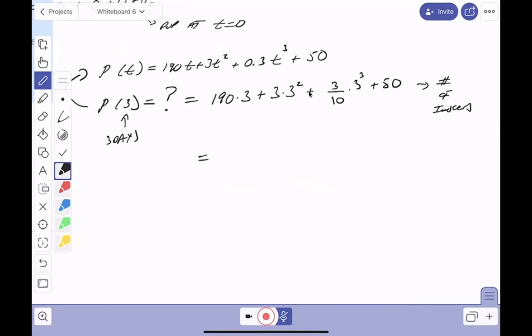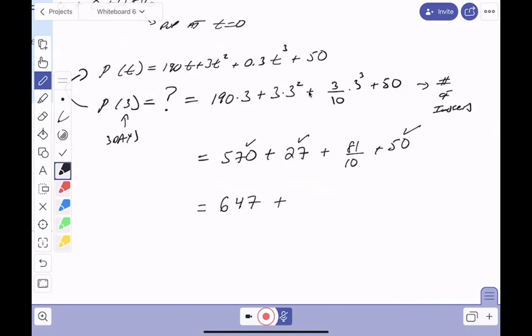Let's write this down. 190 times 3 is going to be 570. Again, 3 times 100 is 300. 3 times 90 is 270. 300 plus 270 is 570. 3 times 9 is 27. Did I write down everything? Yeah, I think so. Plus, well, 3 times 3 cubed is 81/10. Plus 50. I've got to do some adding. I'm going to do the whole numbers. So let's see. 570, 597, 647.